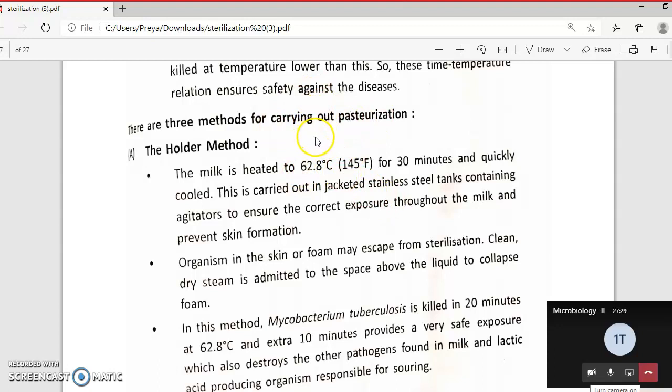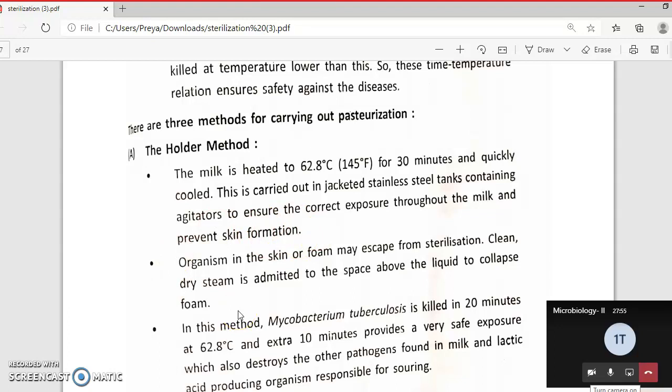Otherwise, what will happen? Skin formation occurs. To prevent skin formation it requires an agitator. Skin formation means a layer forms on top of the milk. This is called skin formation. That's why, if you don't stir the milk while heating, a layer forms on top. But if you are continuously keeping up the agitation, then it prevents this skin formation.